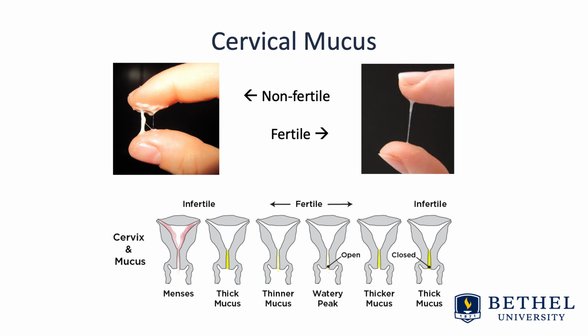So fertile mucus is long, thin, stretchy, white to clear, looks a lot like an egg white, and it's also known as spinnbarkeit mucus. And this is the main way a lot of our hormonal birth control works, is it's high in progesterone, and so it just keeps that cervical mucus thick and tacky, so sperm wouldn't be able to swim up.